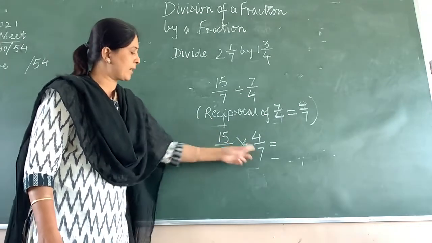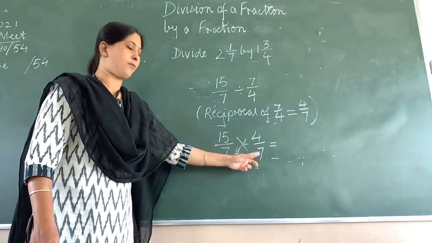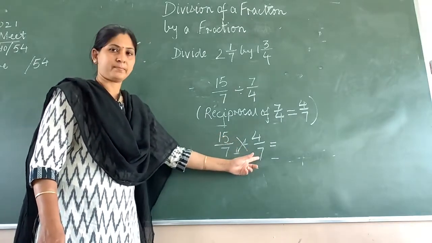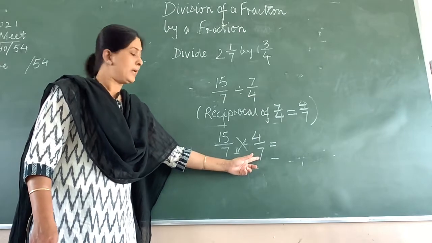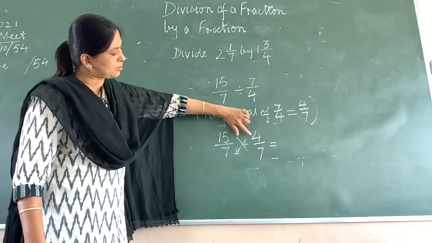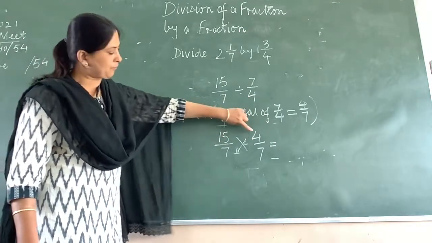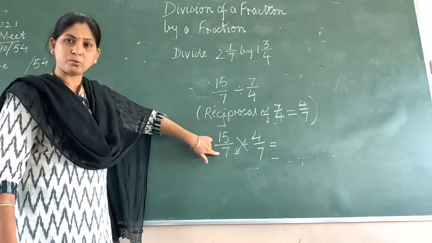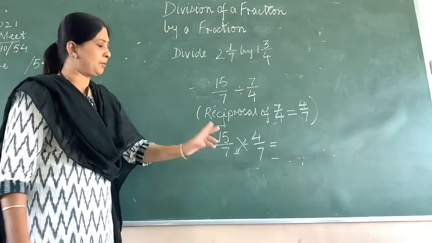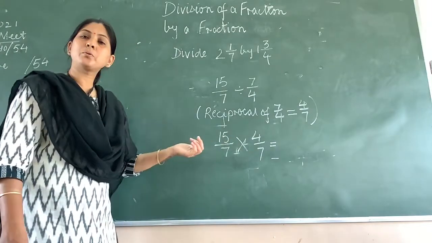Now let's cross check. Numerator of the first fraction and denominator of the second fraction. 15 and 7. Do they have any common factor? Any number which will divide 15 and 7? No. Now let us check the numerator of the second fraction and denominator of the first fraction. 4 and 7. Do they have any common factor? No. So now nothing can be reduced. So what will we do in this case?